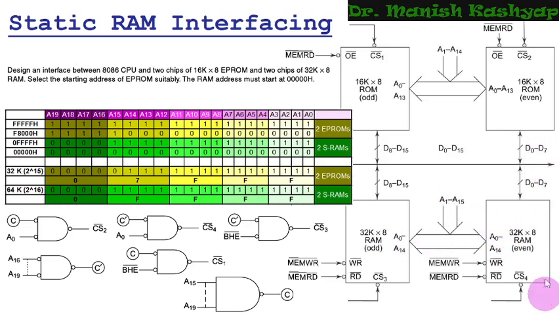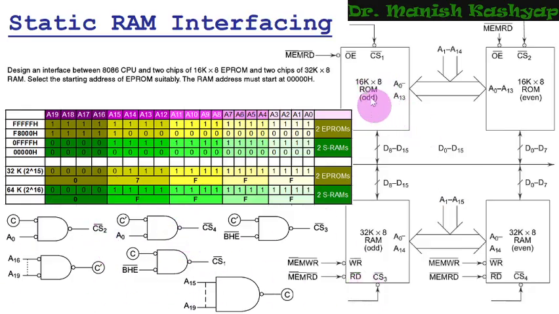And data lines will be uniformly connected to everyone, the lower order byte to the even address and the higher order byte to the odd address. So it has been connected here. And now the next important thing is to be able to provide chip select signals to all of these. So chip select signals logic is designed here.